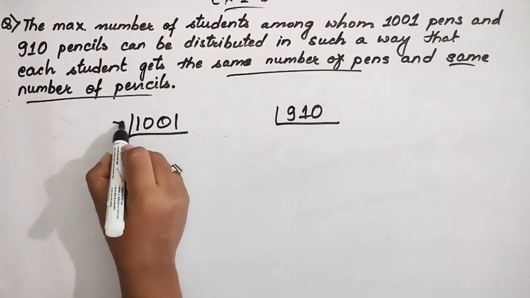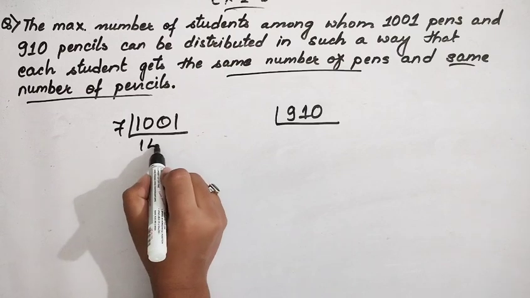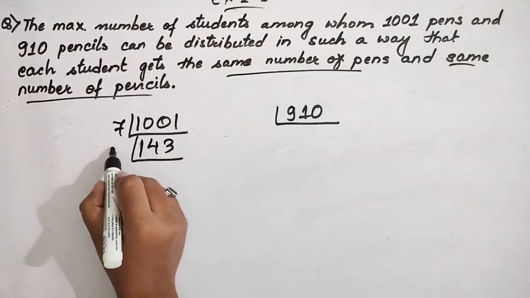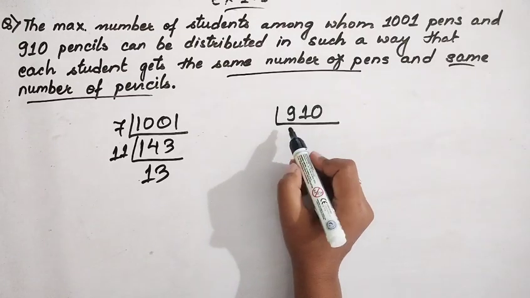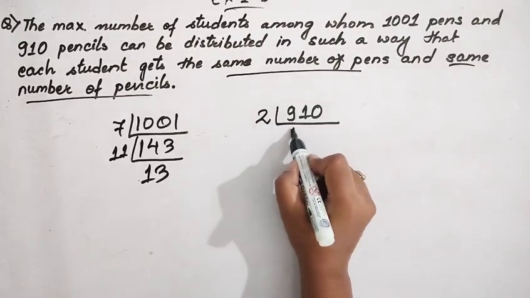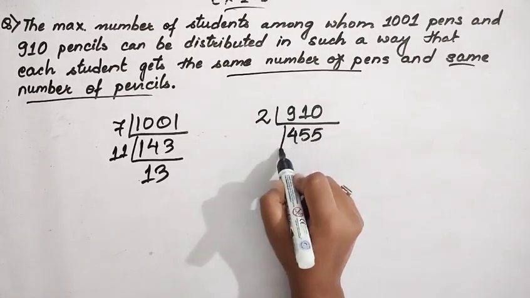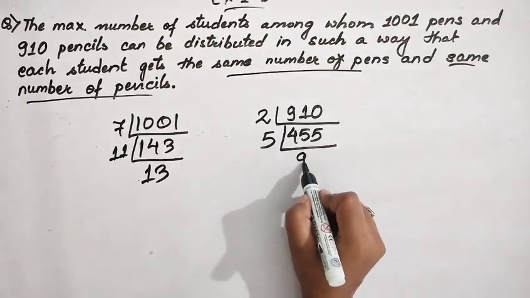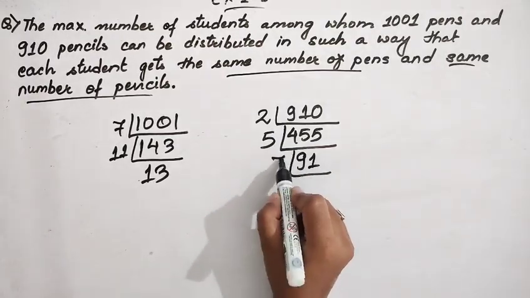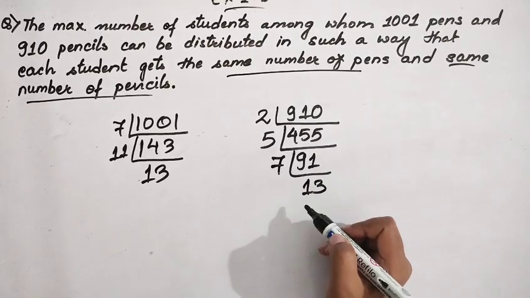This is divisible by 7, which will give us 143. This is again divisible by 11. Okay, for 910 it is divisible by 2, since this is an even number. Again with 5, that is 91, and with 7 it gives 13.